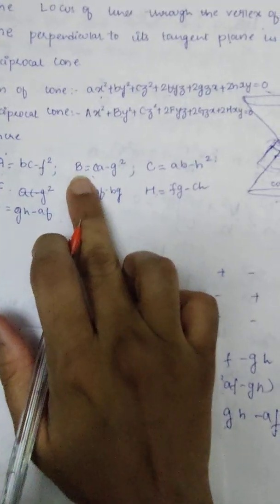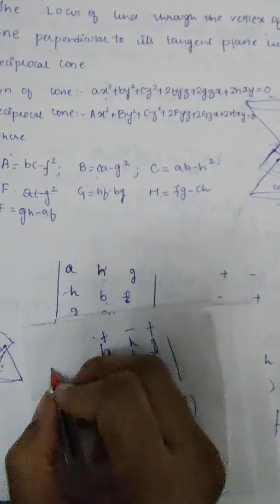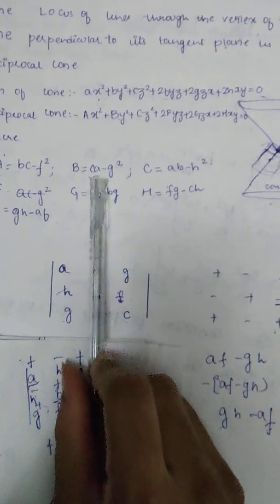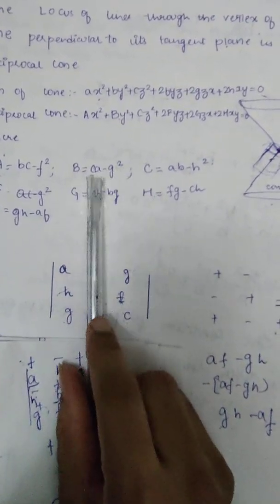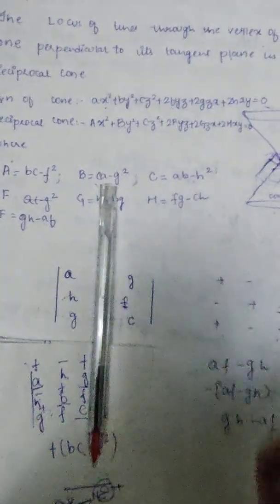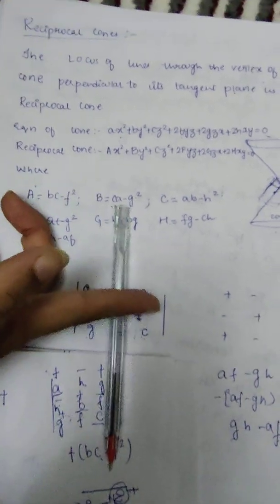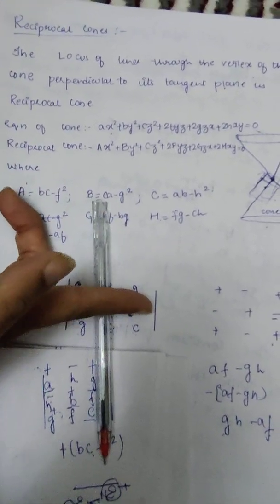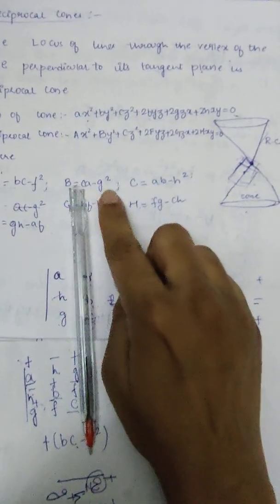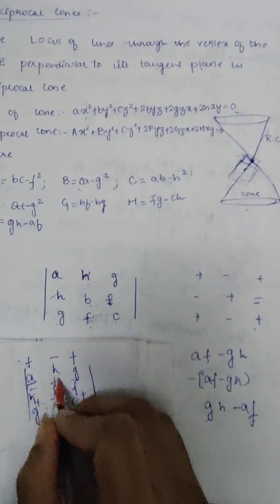Then I need the cofactor of B. So cofactor of B, and the sign above B is what? Plus. Cofactor of B implies you're going to hide the column where B exists and hide the row where B exists. So you're going to take the determinant for the rest of the term. So it's going to be what? AC minus G square, and you have a sign plus. It doesn't make any difference. So I'm done with this.